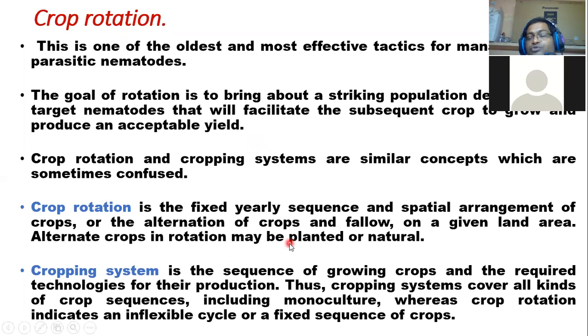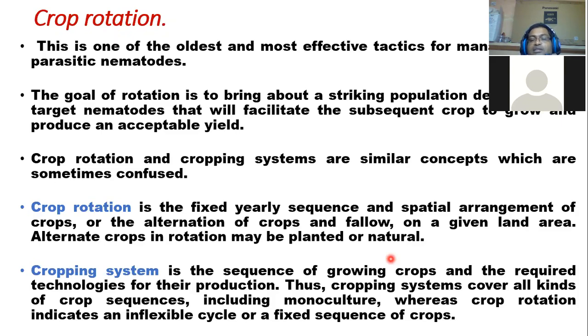The cropping system. If you are cultivating many crops, these two are definitions. Sometimes crop rotation and cropping system may confuse you, that's why I put these definitions. The cropping system is when you are cultivating more than two crops in a particular field, maybe by strip cropping or mixed cropping or intercropping. If you are cultivating that way, there will be a chance of declining dissemination of nematodes from one field to another, or one infested area to another, because these hosts are not compatible.